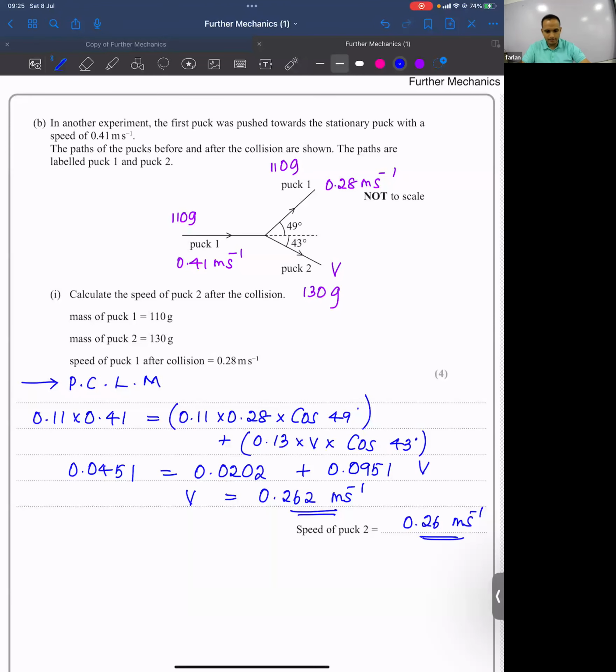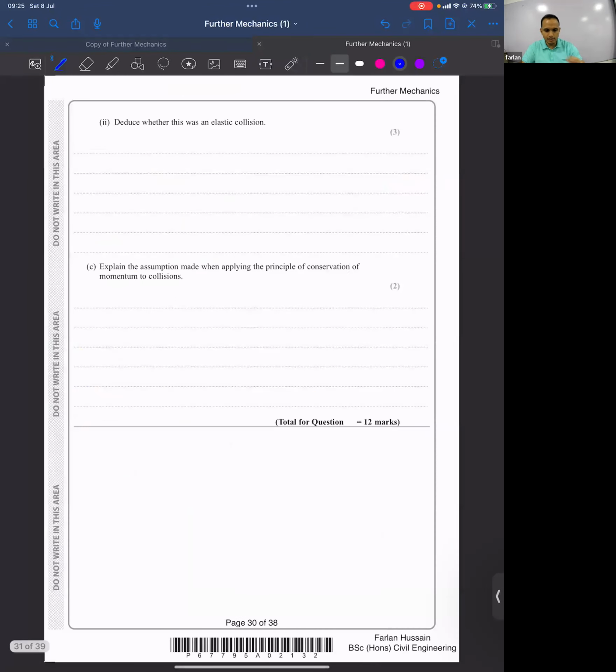Fine. Guys, what's next? There's another part, but I don't think I told you to do it, did I? Did you say that this was an elastic collision? What is an elastic collision? That means in a closed system, the kinetic energy is unchanged. So how do we check whether this was an elastic collision or not? Simply you check the total kinetic energy before the collision of the system and the total kinetic energy after the collision. If those two are equal, then it is an elastic collision. Otherwise, no.